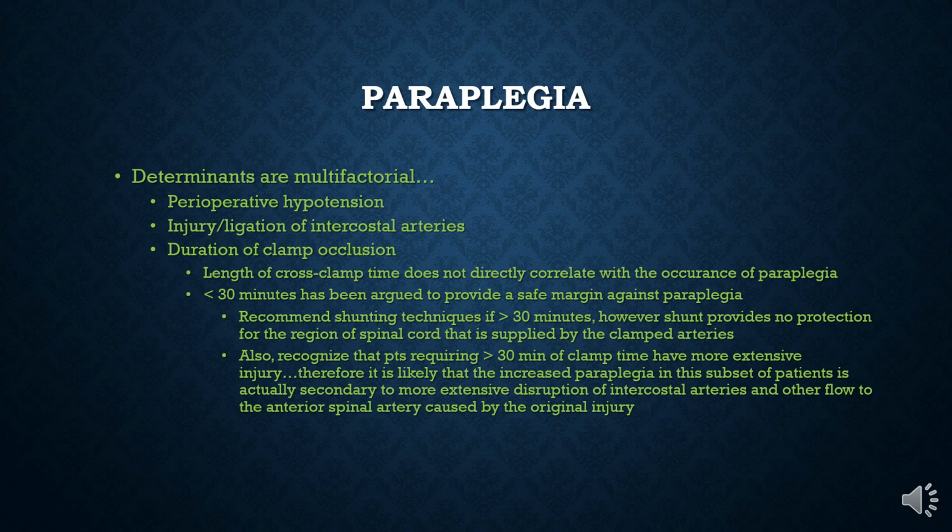Shunting techniques are recommended if more than 30 minutes; however, the shunt provides no protection for the region of the spinal cord that is supplied by the clamped arteries. Also, recognize that patients requiring more than 30 minutes of clamp time have more extensive injury. Therefore, it is likely that the increased paraplegia in this subset of patients is actually secondary to more extensive disruption of intercostal arteries and other flow to the anterior spinal artery caused by the original injury.